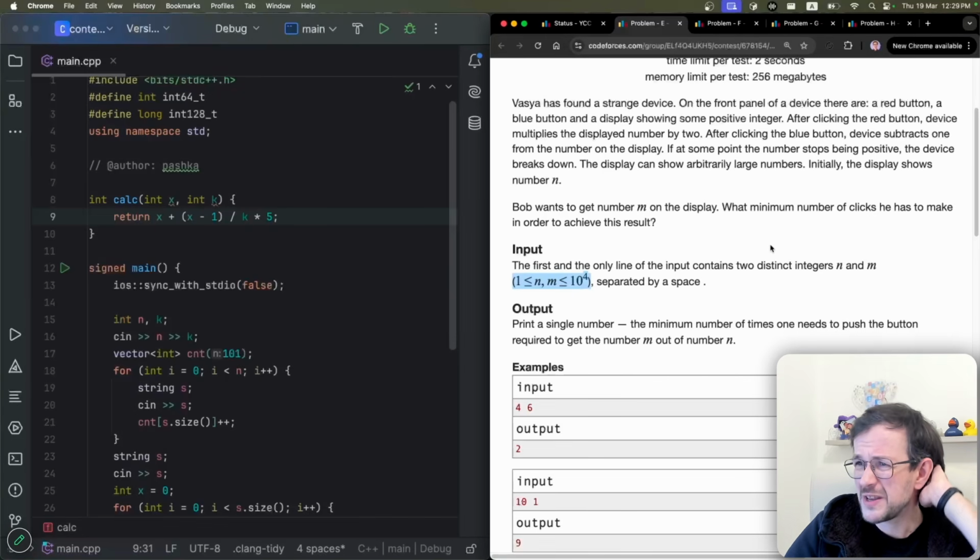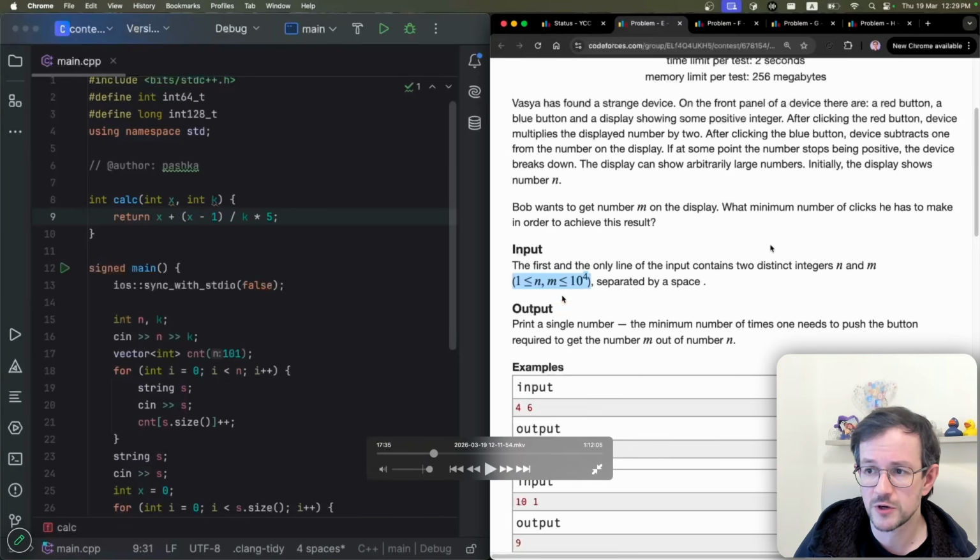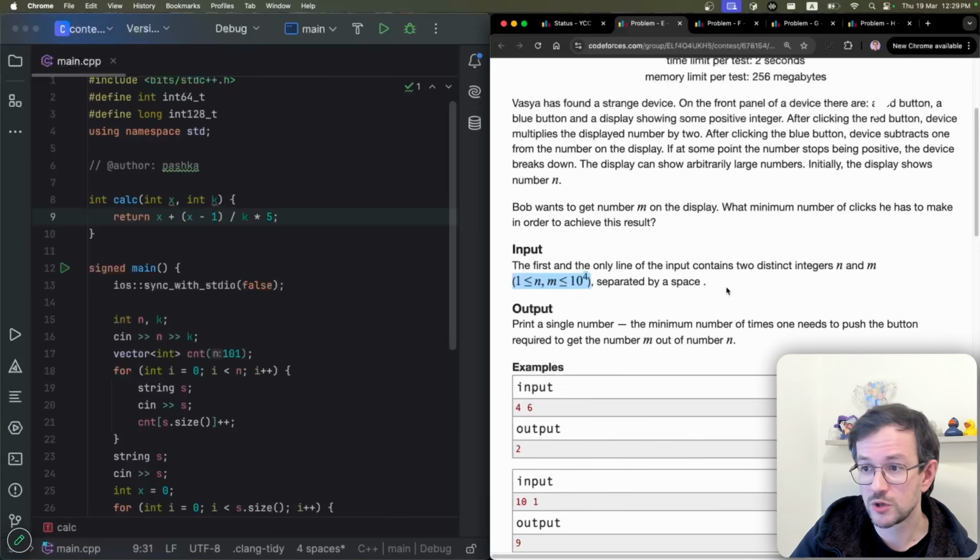Problem E. Problem E is a strange problem. I believe it can be solved in log n time. But constraints are pretty small here. Numbers are up to 10,000. So I'm not sure why. I believe we can solve this problem in log n time, but you don't have to. You can just do BFS.